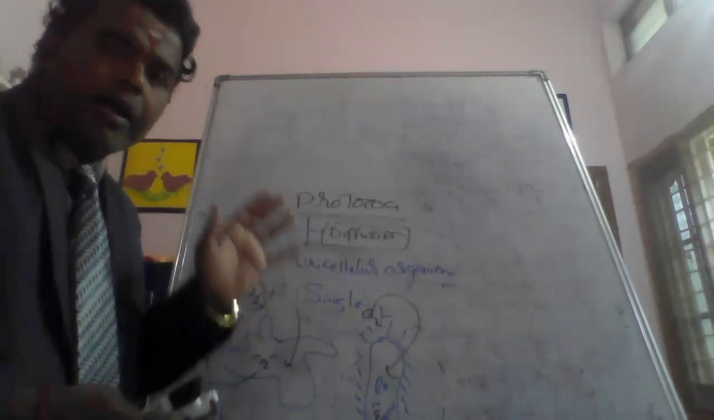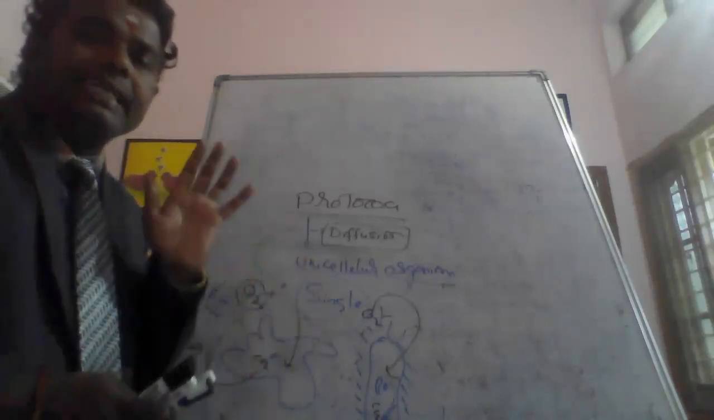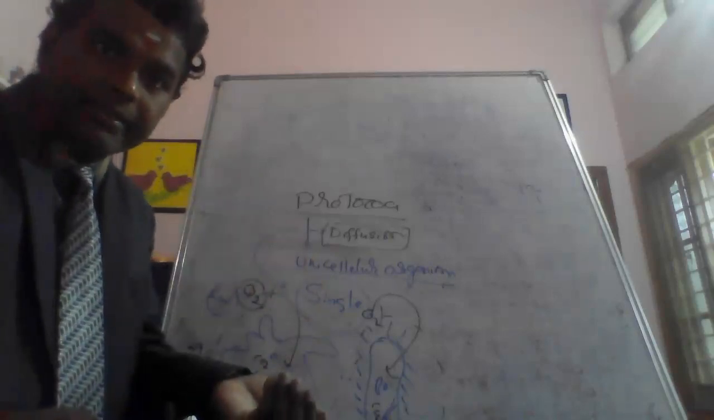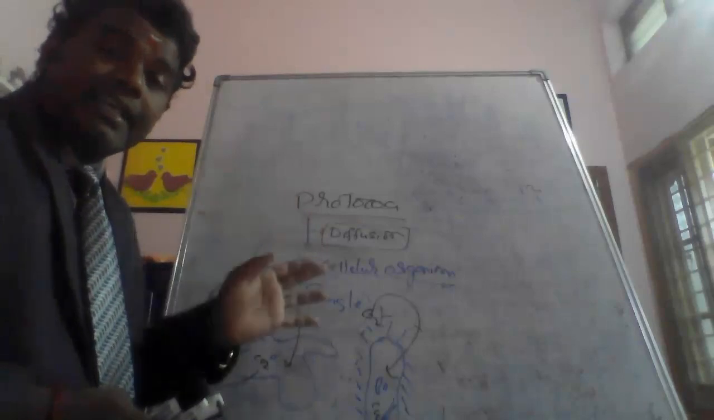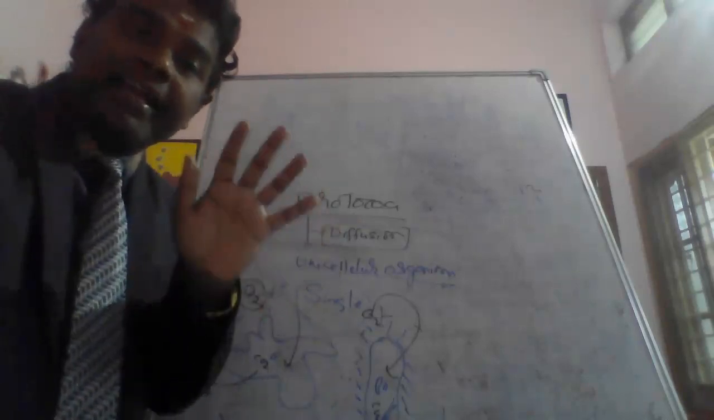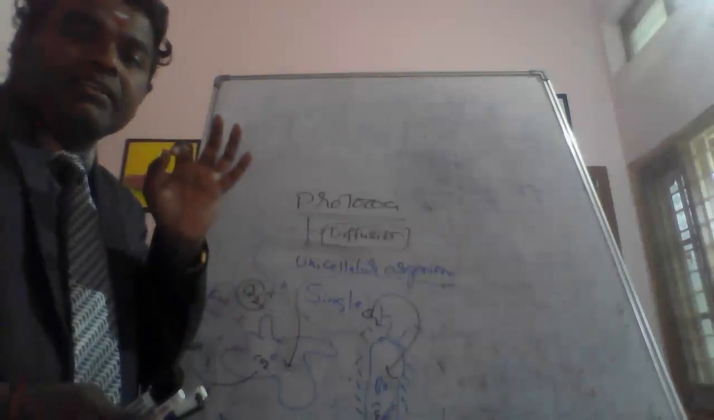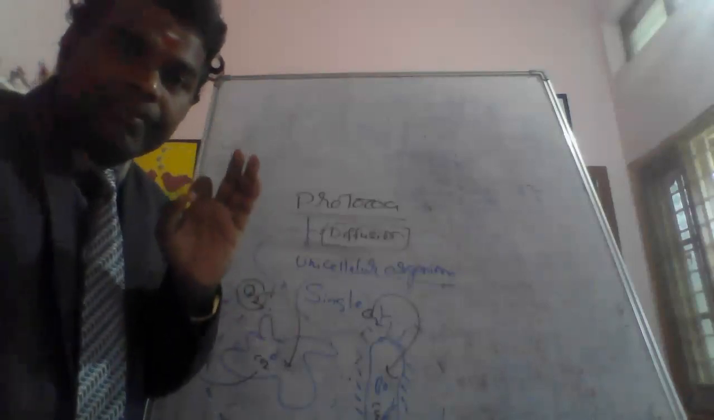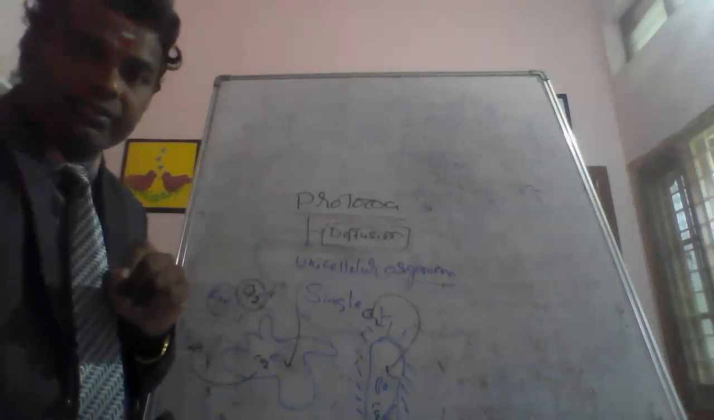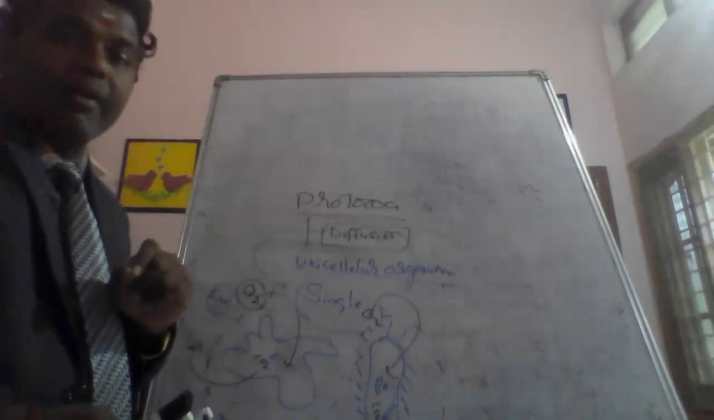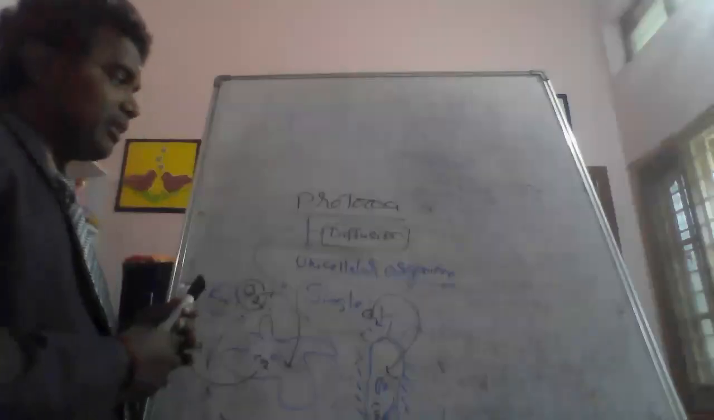Protozoa, that means porifera, cnidaria and echinodermata animals. Once more, protozoa, porifera, cnidaria and echinodermata animals, directly the respiration takes place by the principle called diffusion. What is diffusion? Come on, tell me.